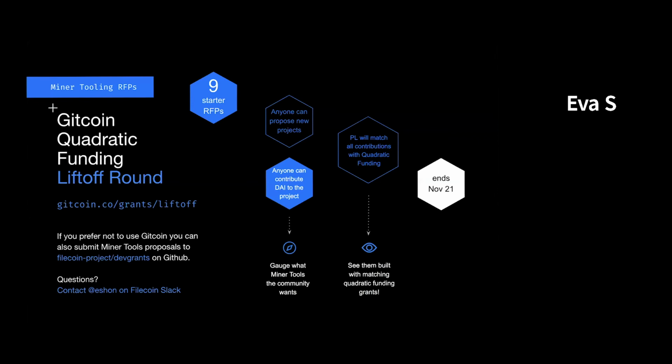If you don't want to use Gitcoin, you can submit any proposal the regular way at the Dev Grants repo on GitHub. And if you have any questions, please DM me at Eshon, E-S-H-O-N, on Filecoin Slack.